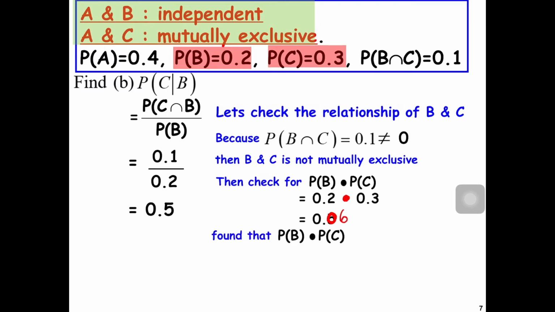0.06. So we find that probability B multiplied with probability C, which is 0.06, is not equal to your value of probability B intersect C, that is 0.1. Then B and C are not independent.